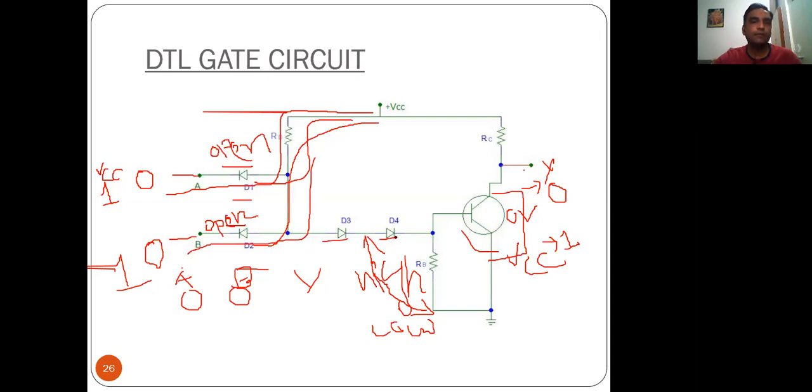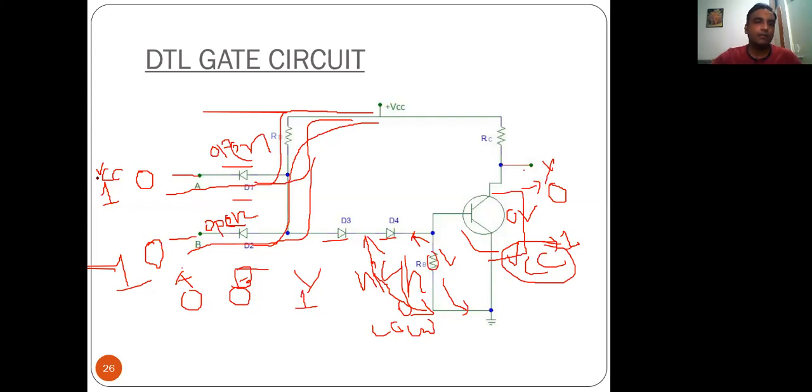So D3 and D4 will remain open, because the VCC is grounded through this path or this path. D3 and D4 will be open circuited, so there will not be enough voltage on the input of the transistor. The input of the transistor is applied with low voltage, or you can say 0 volt. Whenever I apply 0, the transistor will give me output VCC, that is 1. So whenever A is 0 and B is 0, my output is 1.